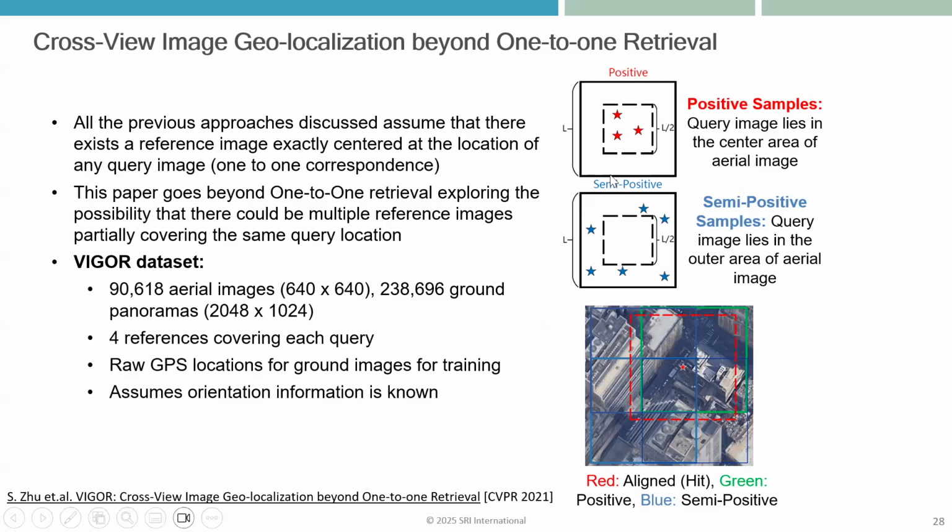So if the center of the ground image lay in the center square of the satellite image, they call it a positive sample. And if it lay outside the center square, then they call it a semi-positive sample. So any ground image could potentially match to 4 images, 1 positive and 3 semi-positive.